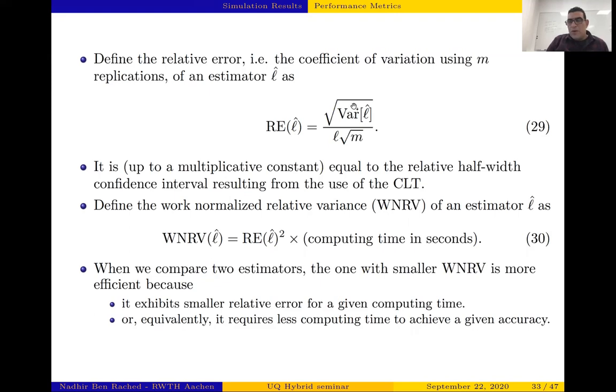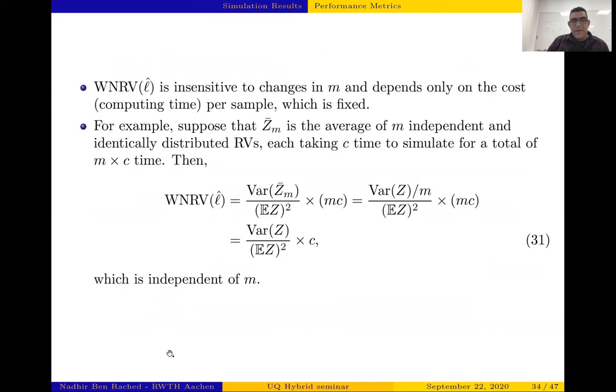So in order to include the computing time in our comparison, we define what we call the work normalized relative variance of an estimator L hat to be the relative error squared times the computing time in seconds. So when we compare two estimators, the one with the smaller WNRV is more efficient, because first it exhibits smaller relative error for a given computing time, or equivalently, it requires less computing time to achieve a given accuracy. It's important to mention here that this work normalized relative variance is independent of M and depends only on the cost per sample, which is fixed.